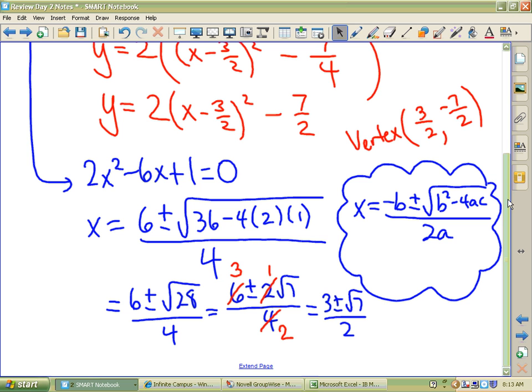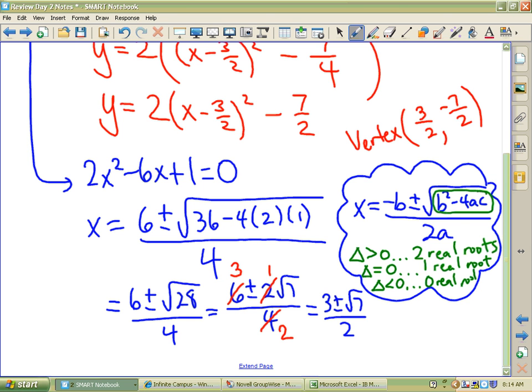Can I say one other quick word about the quadratic formula? There's this part here in the quadratic formula. Do you remember what that's referred to as? That's the discriminant. It's the discriminant because it helps us discriminate between types of quadratic equations. If the discriminant is greater than 0, there's 2 real roots. If the discriminant is equal to 0, there are 2 roots, but they're the same. And if the discriminant is less than 0, there are no real roots.